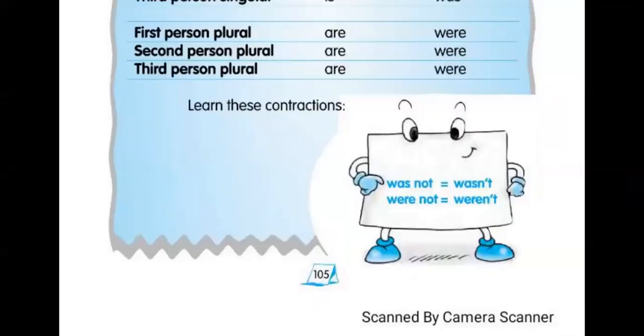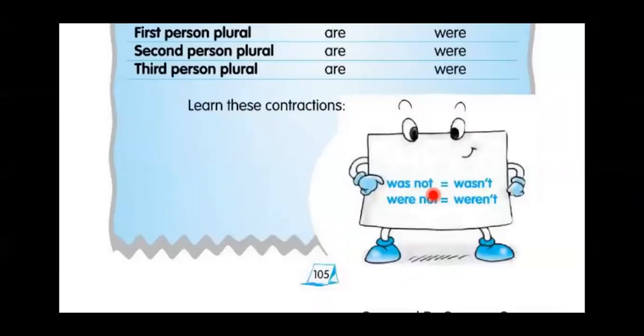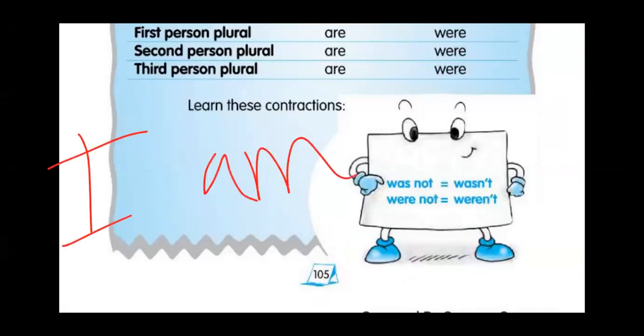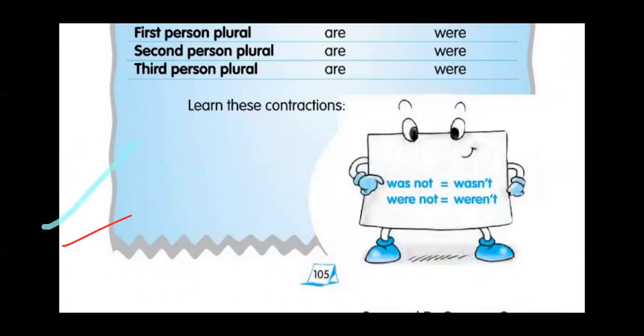That's the difference. Now see over here, contractions. Contractions are nothing but short form. Like I am will become I'm, with an apostrophe. So these are nothing but contractions, when you put an apostrophe and join the two words into one. Short form. Like see over here, was not will become wasn't.